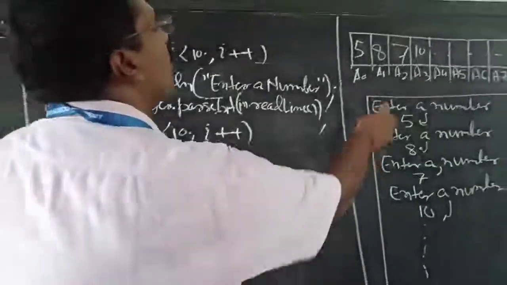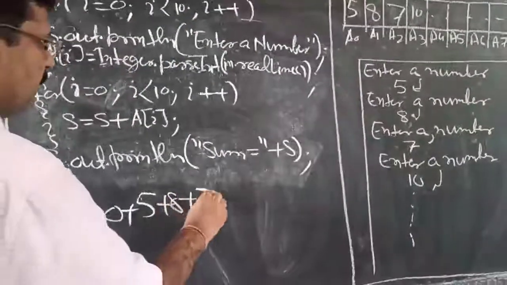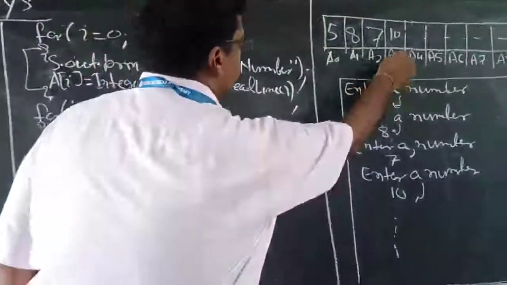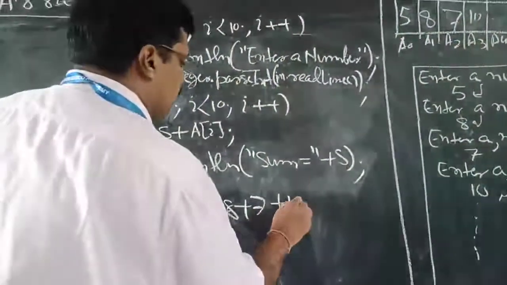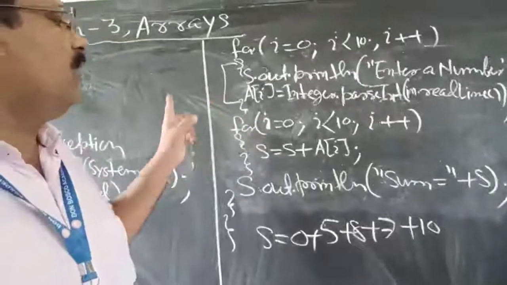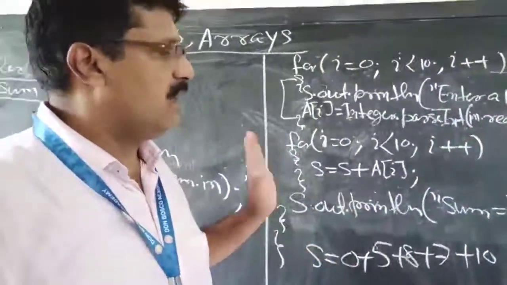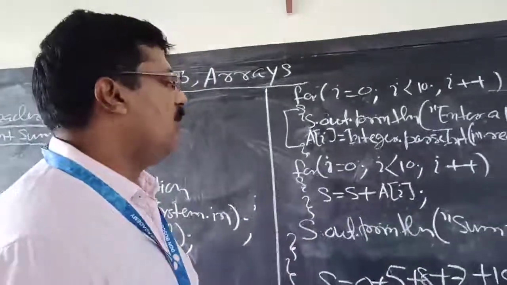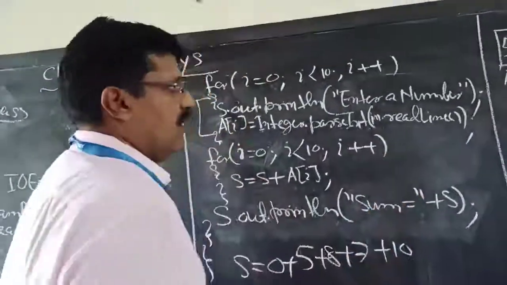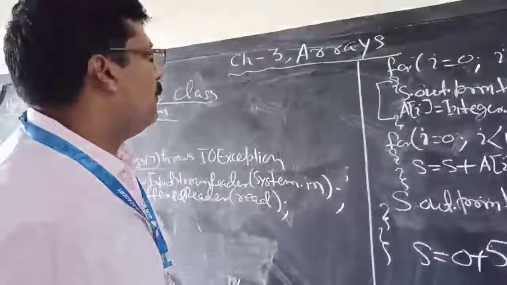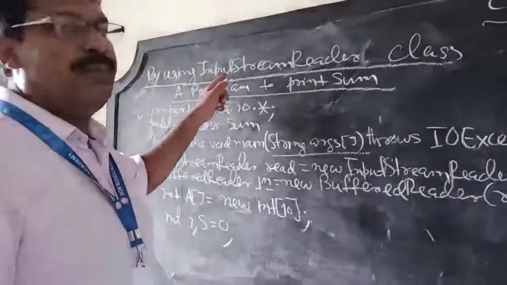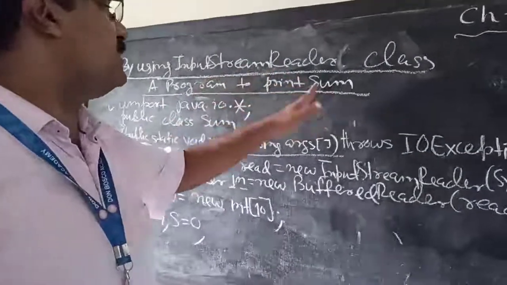Next will be A2. At A2, what is stored? 7. Then plus 7. Next A3. s plus A3. At A3, what is stored? 10. And plus 10. Like this, the loop will run 10 times and it will add the 10 numbers from the array. Finally, it comes out and prints the sum. So this program shows you how to declare an array and input the numbers by using the InputStreamReader class.